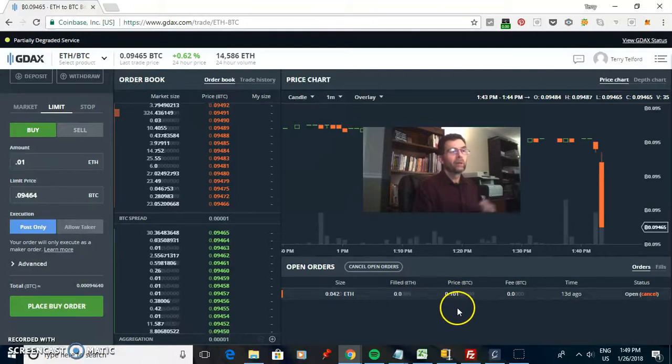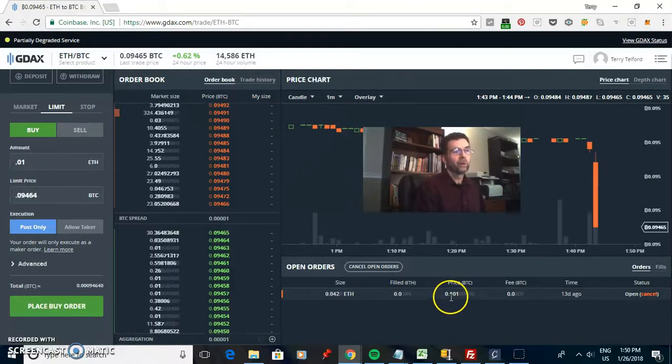So I usually will sell at, let's say, 100 or 200 or so above what the buy order is. So this one here, I put the sell order at 0.101, and you can see it's a sell order because this little bar here is orange. So orange is sell and green is buy.